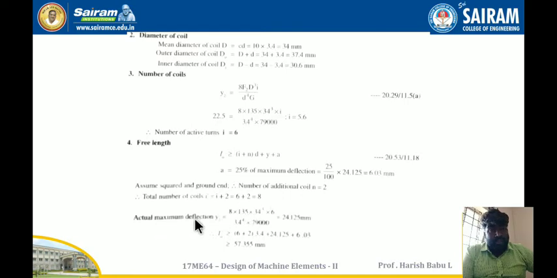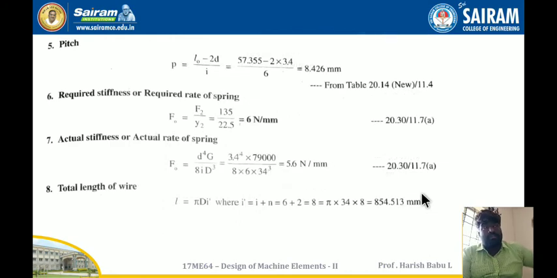So actual maximum deflection, I get as y is equal to 24.125. By substituting this, I get L0 as 57.355 mm. So pitch p is equal to (L0 minus 2d) by i. So pitch, I get as 8.426 mm.